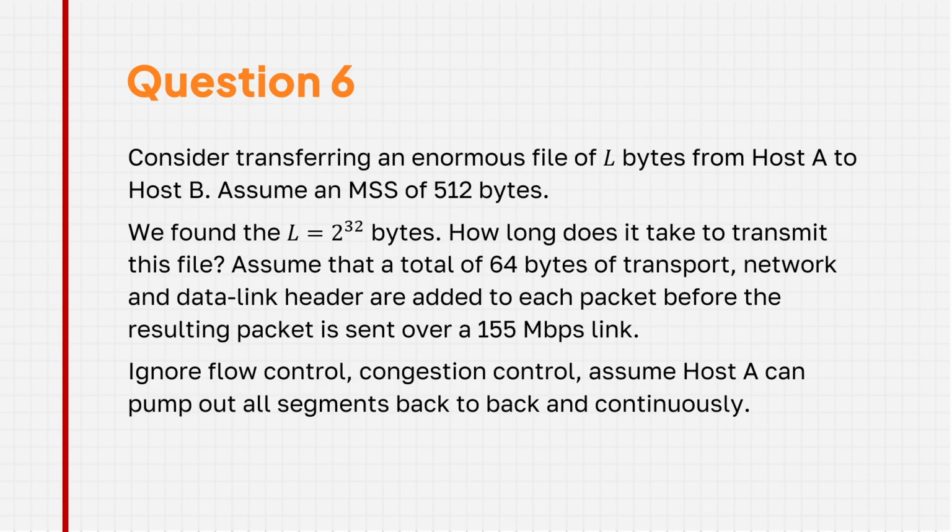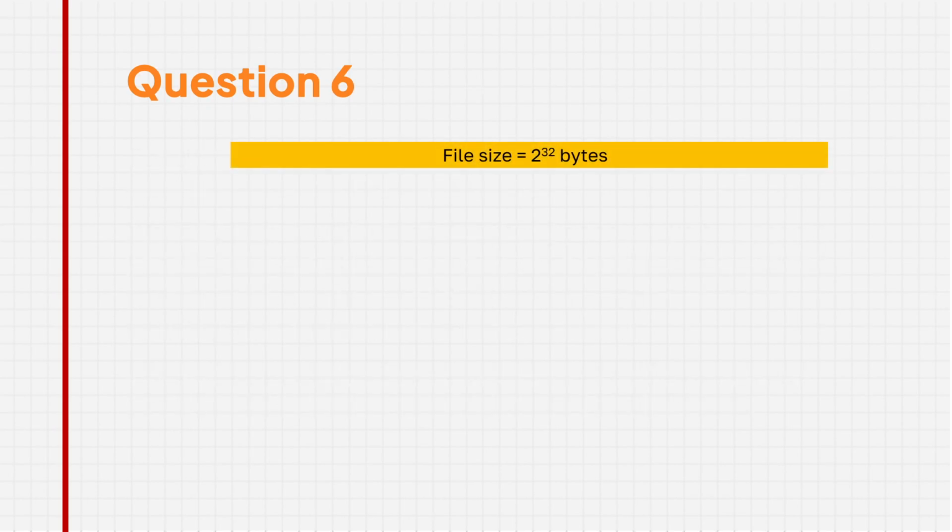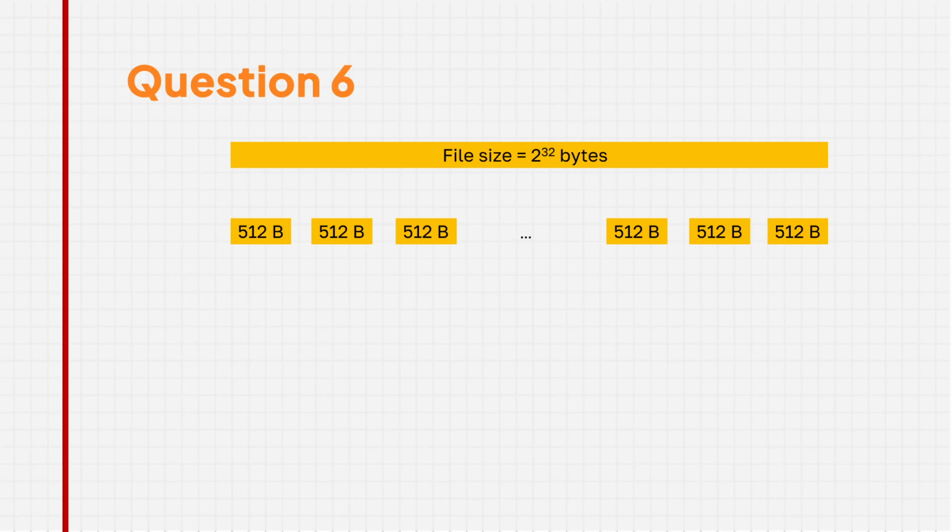How long does it take to transmit the file? Assume that 64 bytes of transport, network and link headers are added. Then we send it over a 155 megabit per second link. Okay, so let's see how we do this. We have a file size of 2 raised to 32 bytes. How many packets can we form here? We have to adhere to the MSS. Our MSS is 512 bytes, right? So we have to split them into chunks of 512 bytes each. 512, 512, 512 all the way.